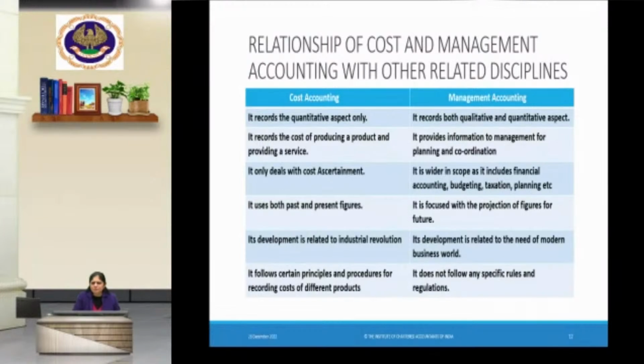Cost accounting, its development is related to the industrial revolution. Its development is related to the need of the modern business world. So cost accounting is going from traditional years, and when industry started, then cost accounting started. Management accounting, they always change themselves, they adapt themselves, they update themselves for the ever-changing modern business world. So management accounting has to be really very fast-paced, all right? Like the business world is changing every day.